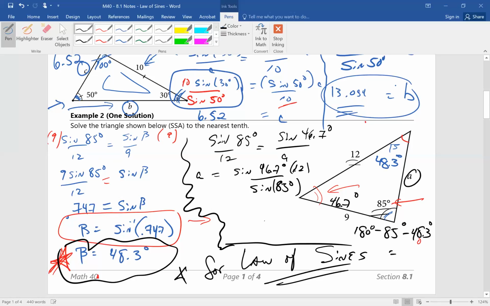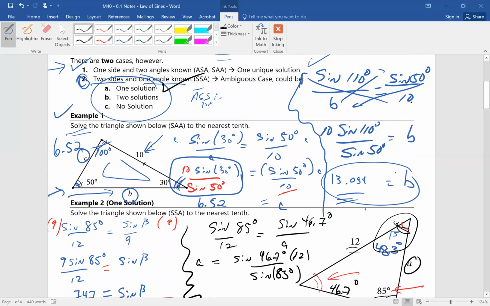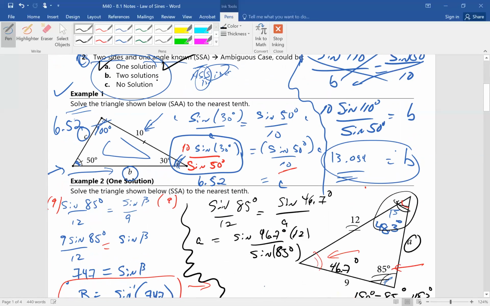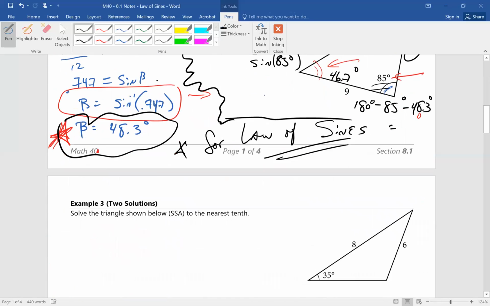The big thing was to check that this angle here was legit. Okay, so that's one solution. Like I said, we checked that up here. Let's go ahead and talk about two solutions. This is the hard one.